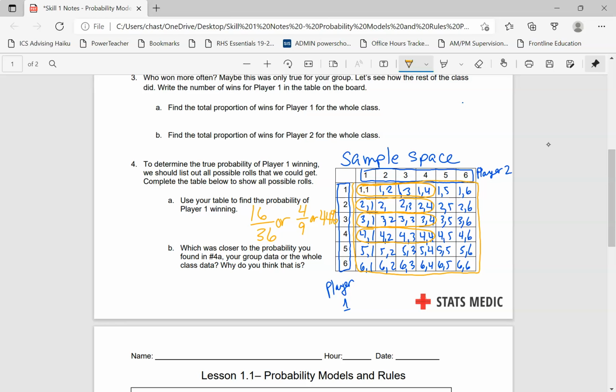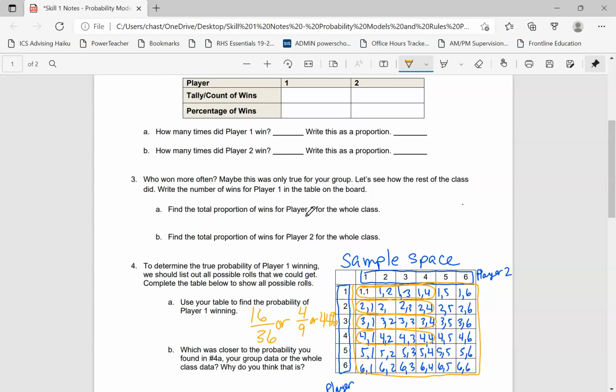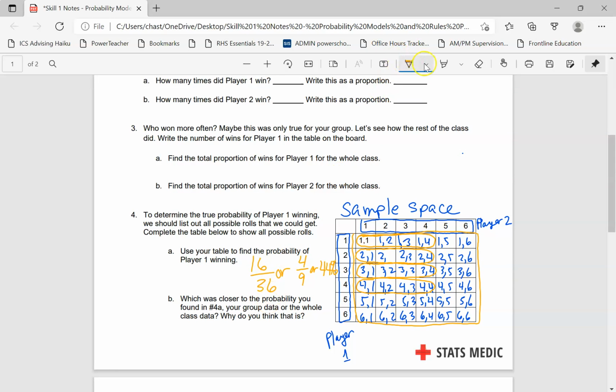Based on how that compares to what we did in number 2 here, that will tie into a concept that we'll talk about on the reverse side of these notes. But anyway, what we did here was we talked about what we call theoretical probability. Theoretical.